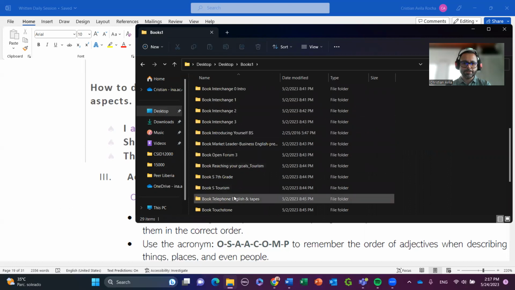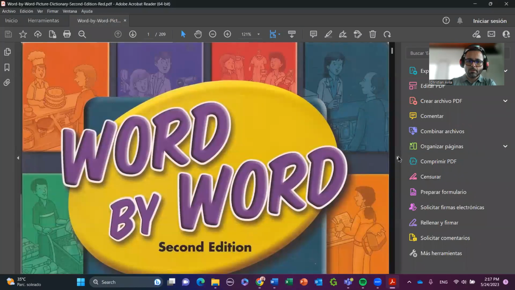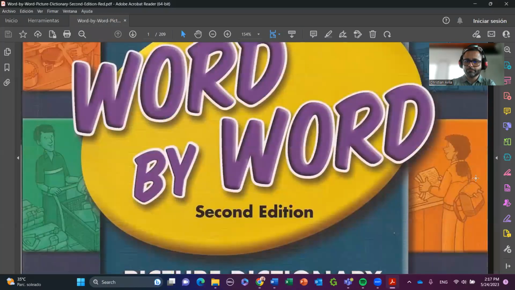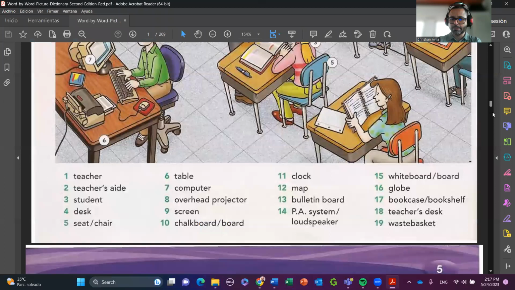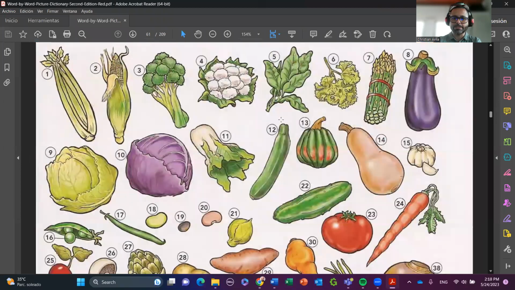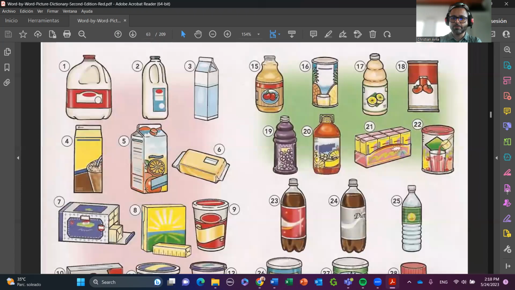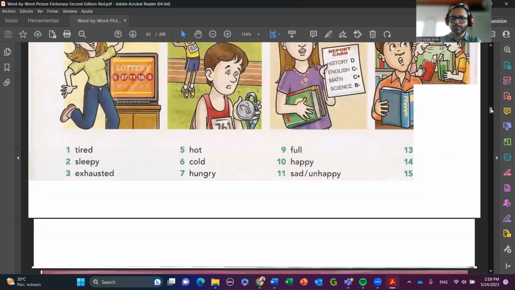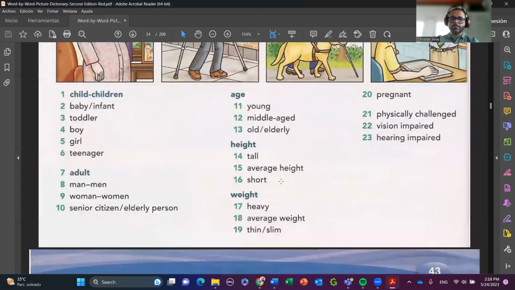Word by Word dictionary. It's located right here. It's the second edition, the one we're using. Okay, here we go. Well, let me move my face out of the way. We already passed it. This is page 51. Yeah, I went past it. There we go. Okay, page 42.